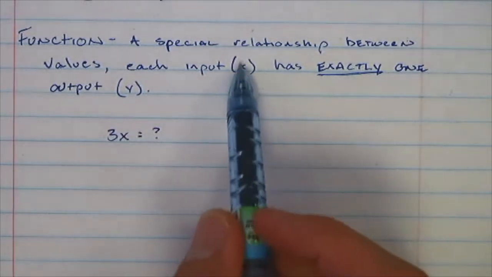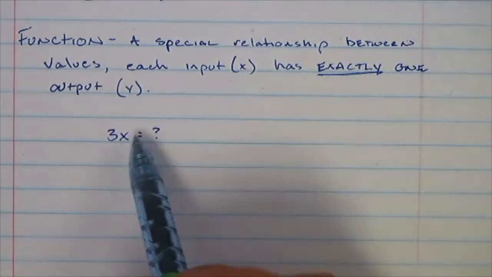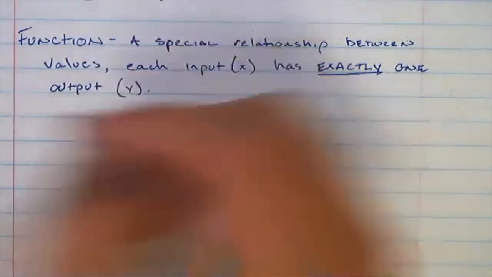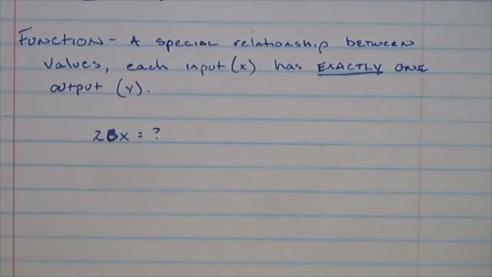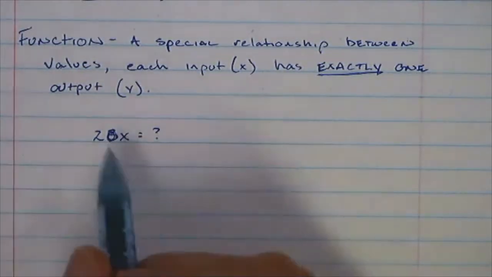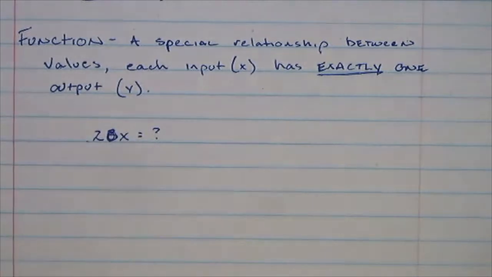Meaning if I have an input, X, and he says, hey, we're selling them now for $2 a piece. 3 snow cones is going to give me how much? You would say 6, right? Because 2 times 3 is 6.